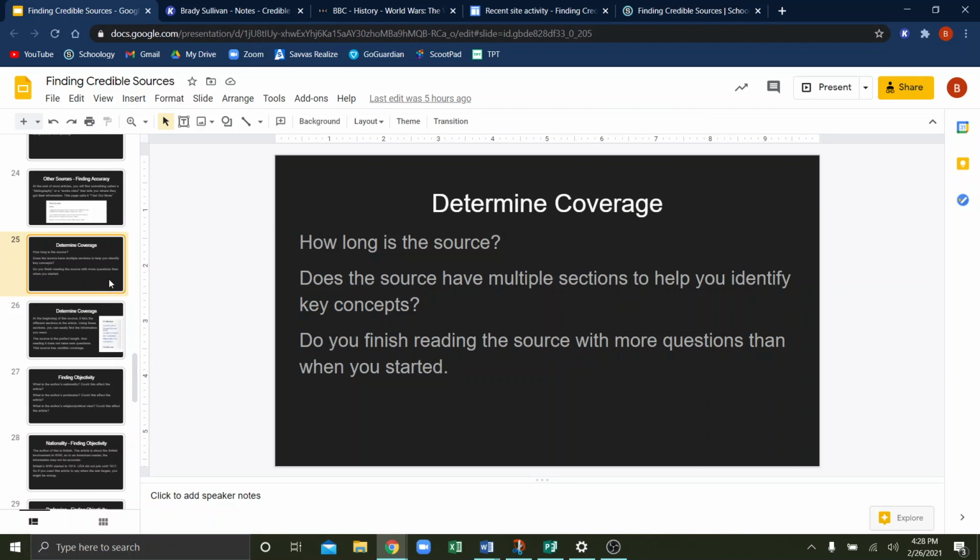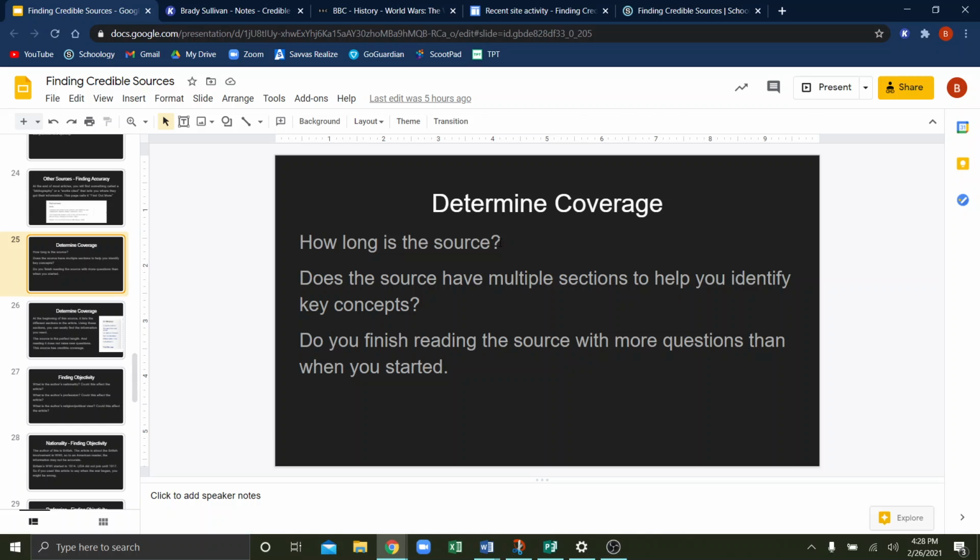All right, let's talk about coverage. When we're trying to find the coverage, we ask ourselves these questions. How long is the source? Does the source have different sections for us? And when you read the source, does it leave you with more questions than when you started?